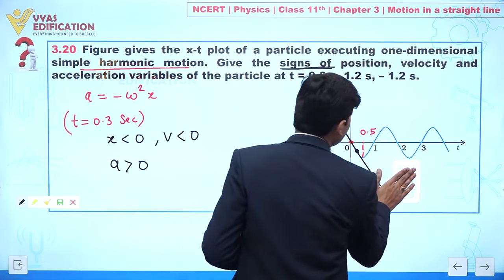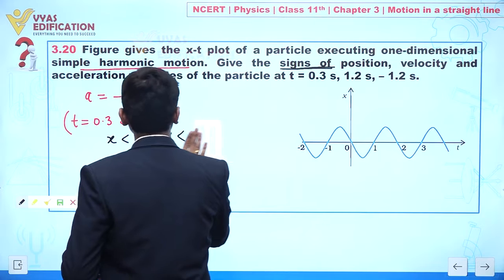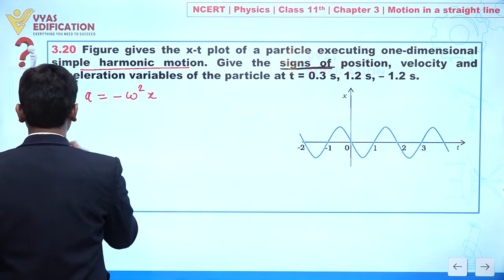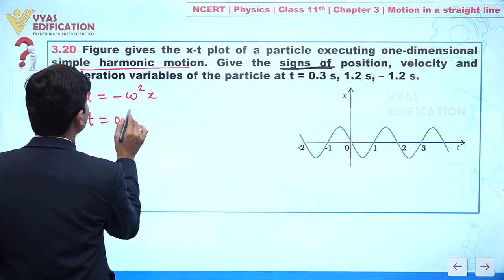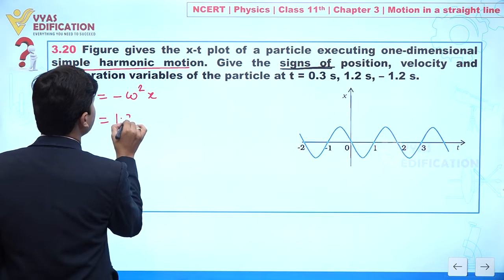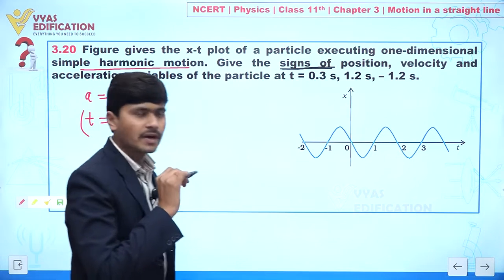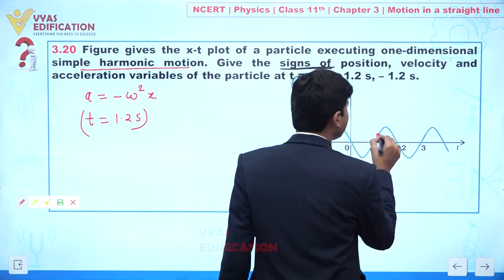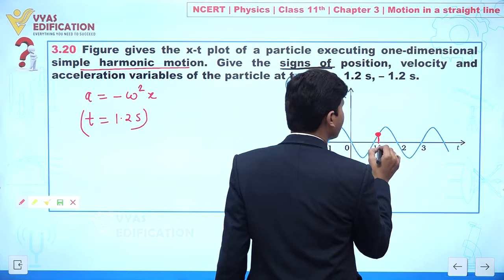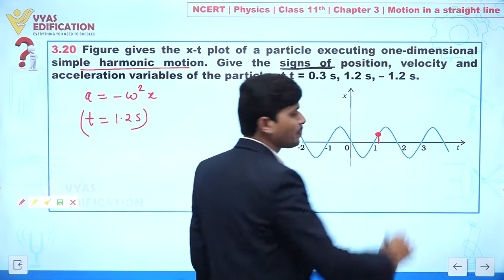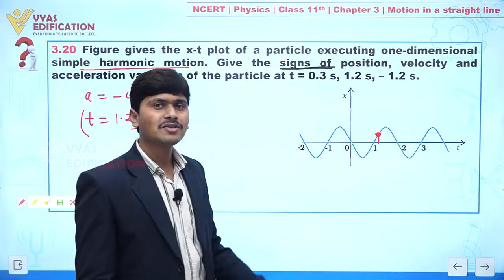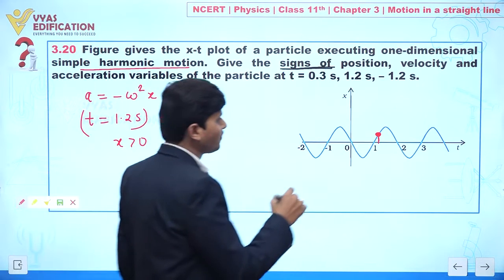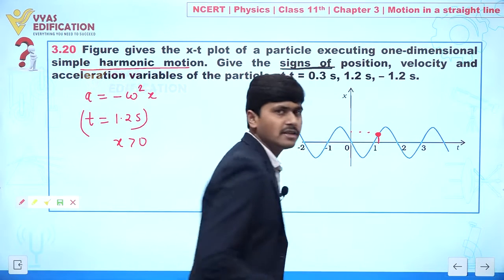Clear? Now, we are going to discuss the second situation. Let's suppose we talk about t equal to 1.2 second. Clear? Where we have 1.2 second, this is 1 and approximately we have this position. It means the particle is here. This is 1.2 second, so the particle is here. Clear? Okay, tell me, what about the value of x? Definitely you can see from the graph that x is greater than 0. Yes or no? x is greater than 0.